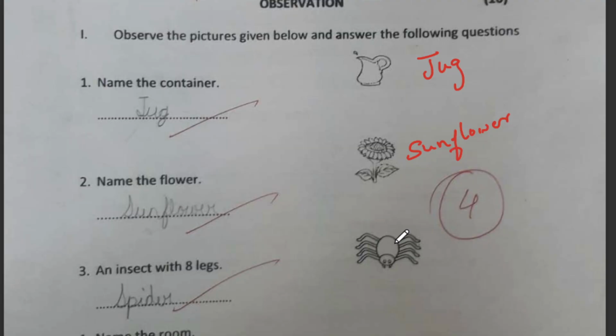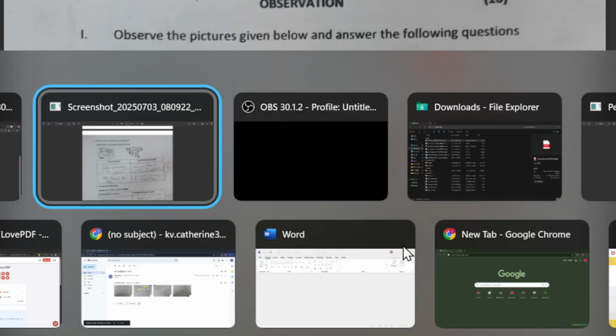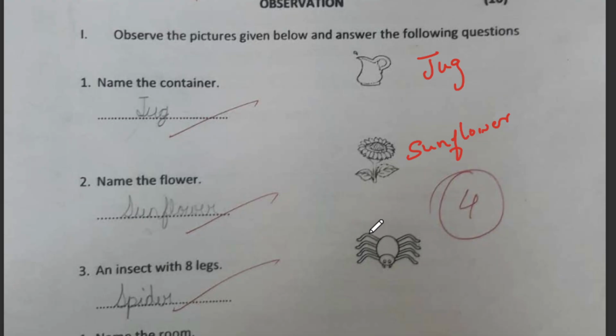Okay. Next, an insect with 8 legs. So insect with 8 legs. If you count how many legs are there. So 1, 2, 3, 4, 5, 6, 7, 8. So totally 8 legs are there. So insect is spider. Okay.